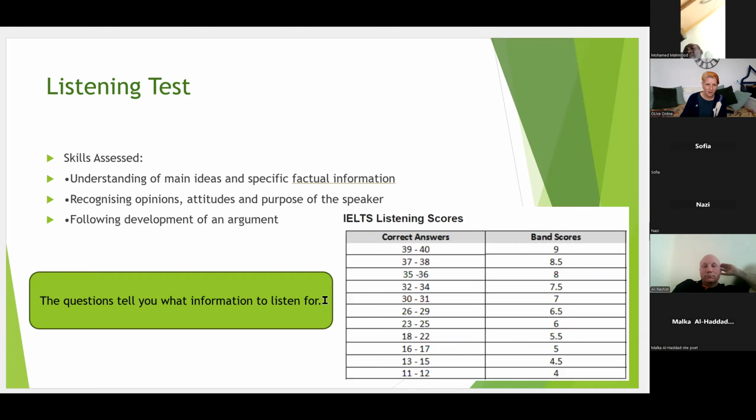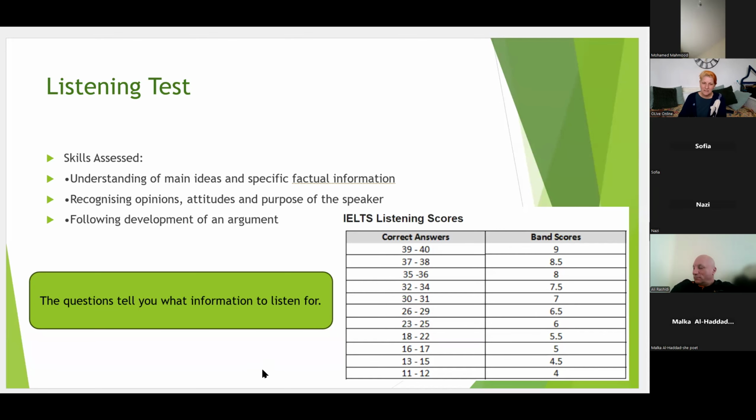Again, on the listening test, the most important thing: it doesn't matter how well you listen, if you don't understand the questions, you won't hear the answer. Not as hard as the reading. So at the final levels, you will be listening for synonyms and for wider ideas, development of the argument.